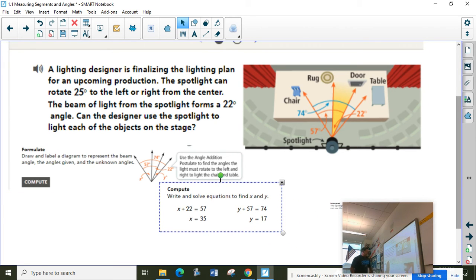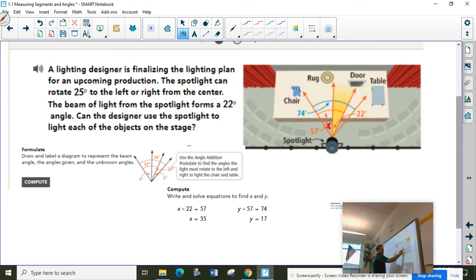So we're going to compute that. So we have x plus 22 must equal, so this right here is the x, right? We're trying to figure out what exactly this is here, okay? So x plus the 22 has to equal 57. So what would this part right there be? It would be 35 degrees, okay? So from here to here would be 35 degrees. We're going to call this y because we don't know what that one is.